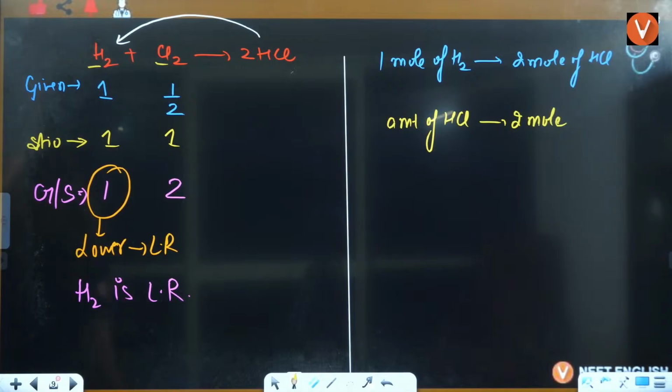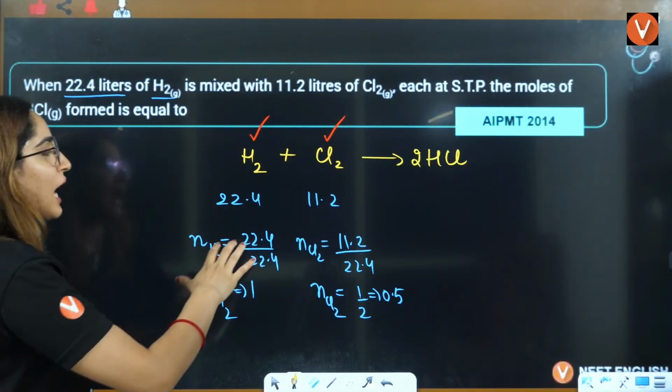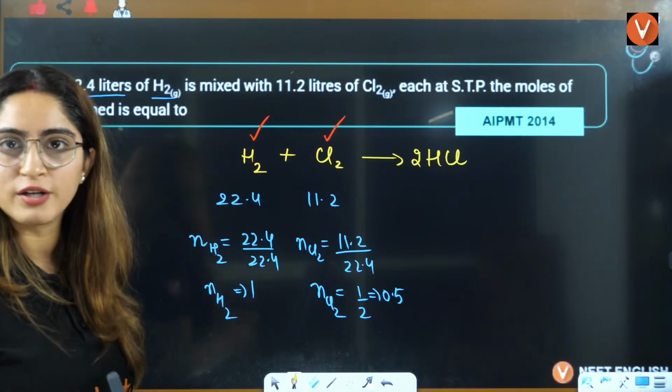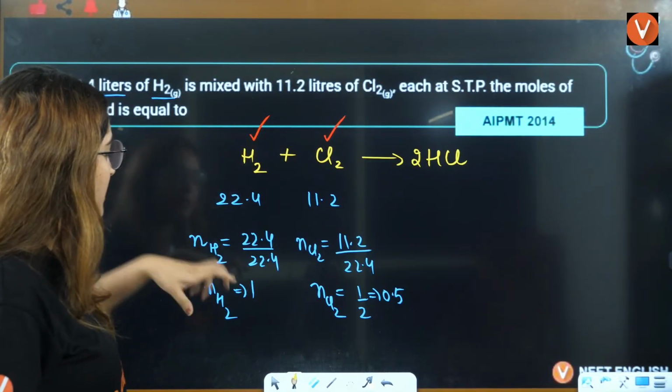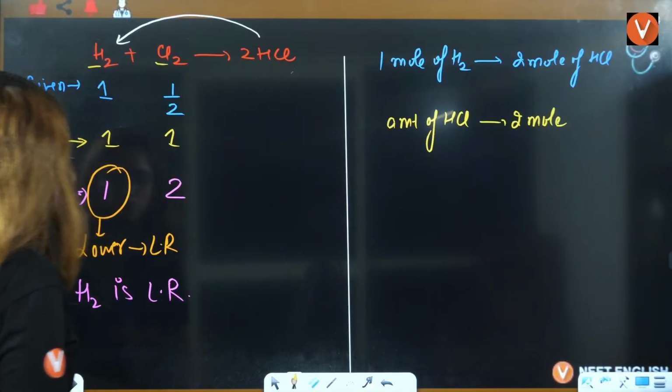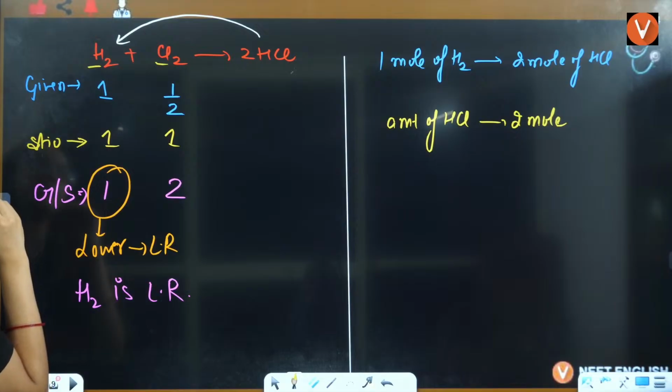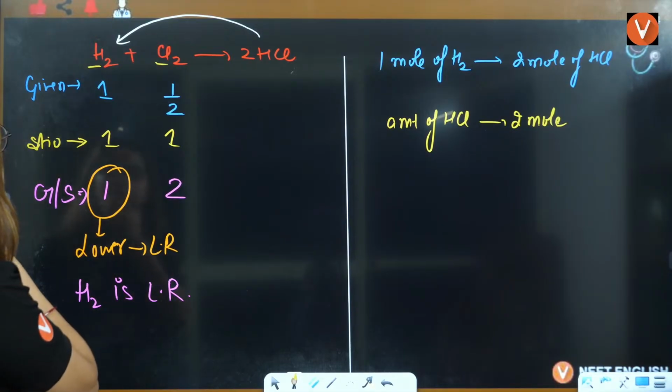Why 1 mole, you are saying? See, we know that the limiting reagent will define the product. Okay. So here the limiting reagent is coming out to be H2, right? Limiting reagent is coming out to be, wait a minute. G by S, no?